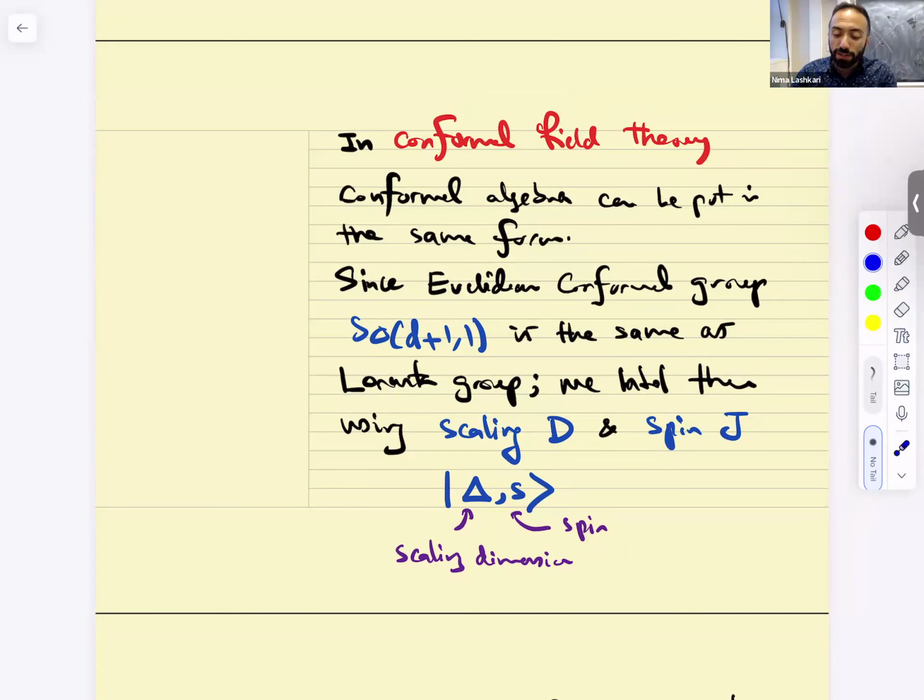All right. The Euclidean conformal group is SO(D+1,1). It's the same as the Lorentz group. We're going to label the representations using simultaneous labels of spin and scaling. Scaling here plays the role of that p squared. The eigenvalue of this operator is the scaling dimension, and this is the spin.